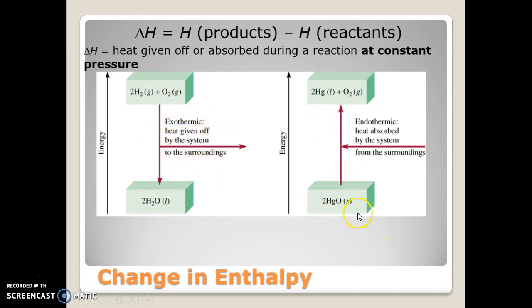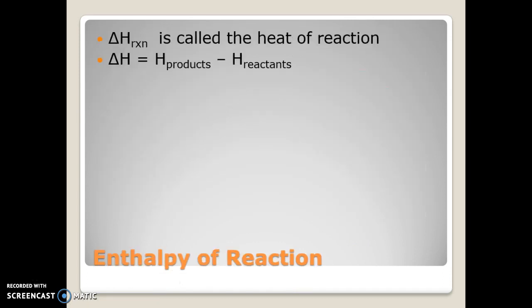Vice versa, if you have a reactant having to gain energy in order to create the products, you have an endothermic process. So here, the energy of the products is less than the energy of the reactants, so delta H is smaller than 0. It's negative. Here you have the products with more energy than the reactants, and so delta H is positive, greater than 0.